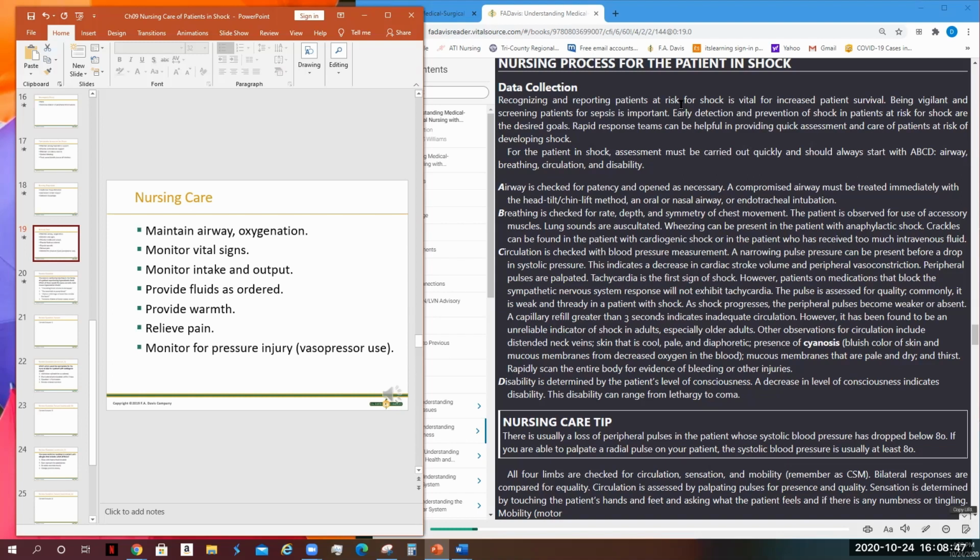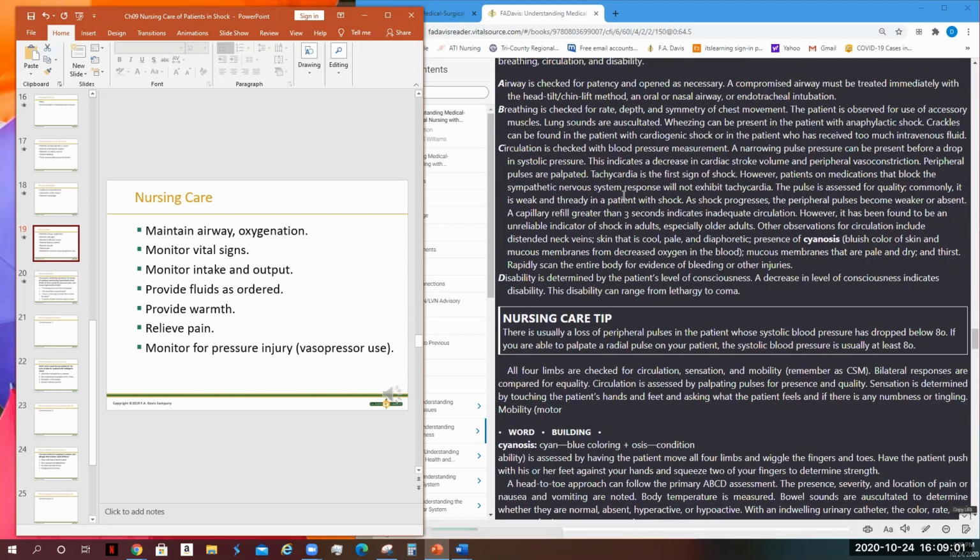Rapidly scan the entire body for evidence of bleeding or other injuries. Disability is determined by the patient's level of consciousness. A decrease in the level of consciousness indicates disability. This disability can range from lethargy to coma.